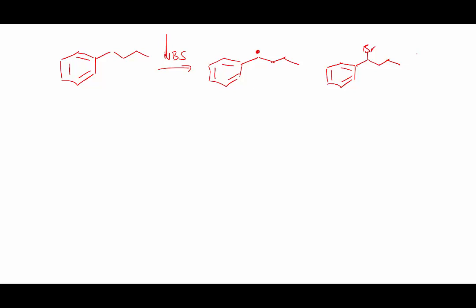And then what could I do? Anything. I could replace the bromine with an OH. I could form a double bond. Let's say I wanted to form a double bond.